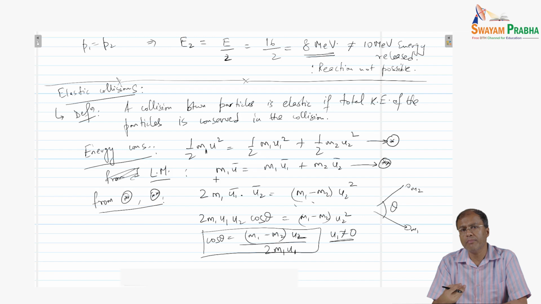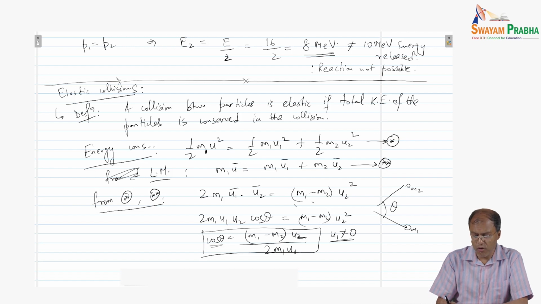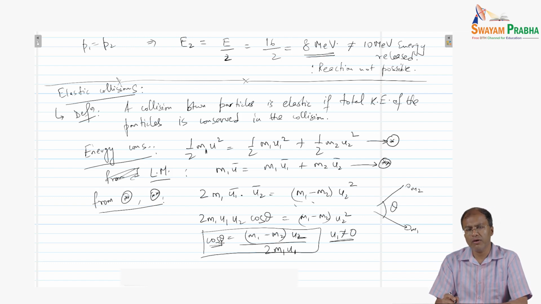Typically you expect that especially in the nuclear reactions, theta will not be 90 degrees, although most of the nuclear reactions are elastic collisions, right? But there the masses change, and hence in that case cos theta will never be 0, right? So in the non-relativistic framework we only have one solution, that is theta is 90 degrees.